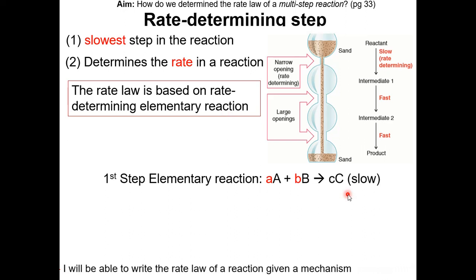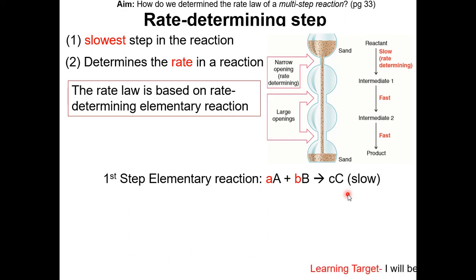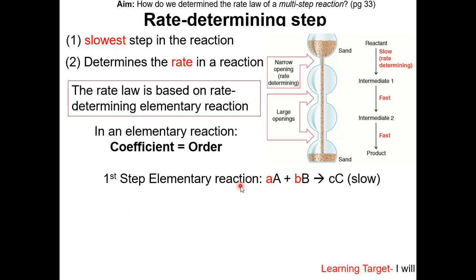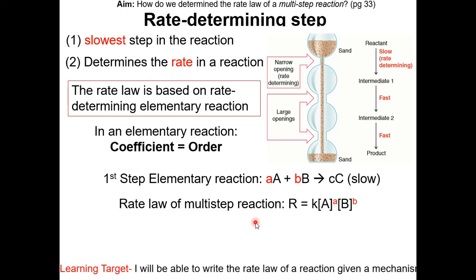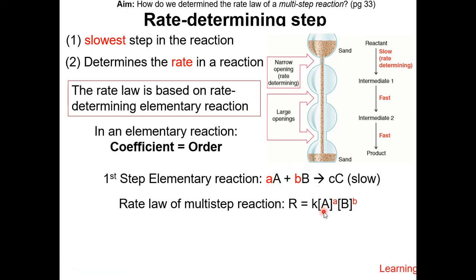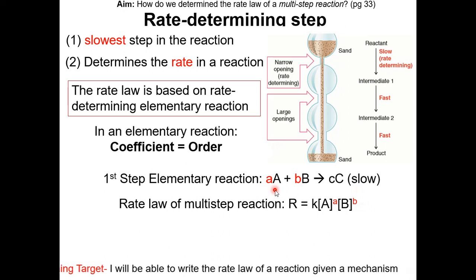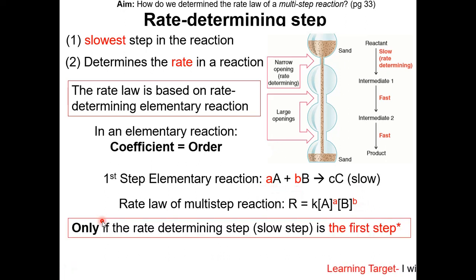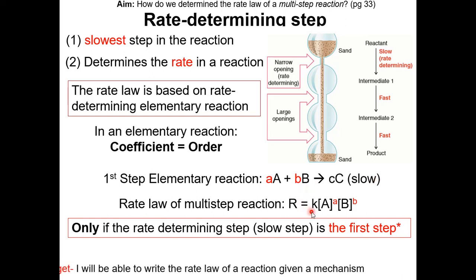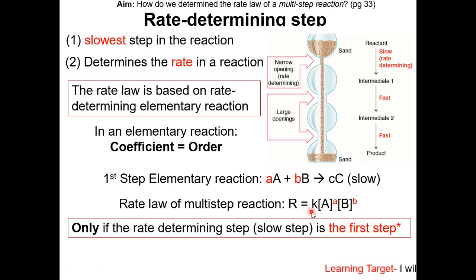Let's say in a multi-step reaction, the first step is a slow step. And since this is an elementary reaction, the coefficient is equal to the order. So this will be the rate law. Capital A and B are the reactants. Lowercase a and b are the orders. Lowercase a and b came from the coefficients of the elementary reaction. Keep in mind, you can only do this if the slow step is the first step. For example, if this slow step was not the first step, then this will not be the rate law. You have to do some substitution, and I'll show you later.